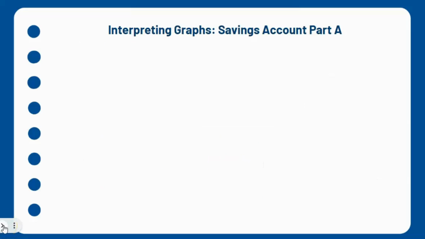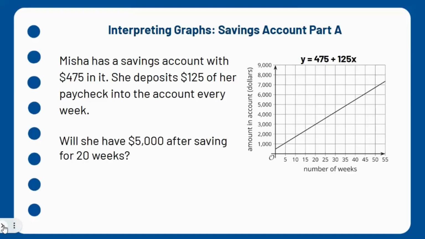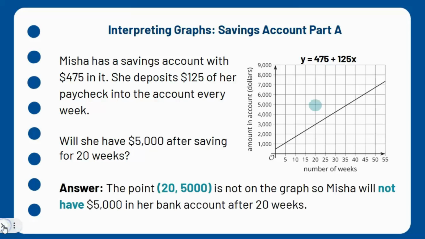Let's take a look at another example. Misha has a savings account with $475 in it. She deposits $125 of her paycheck into her account each week. Will she have $5,000 after 20 weeks? How can we use the graph y = 475 + 125x to answer the question? We will need to see if the point (20, 5000) is on or below the graph.